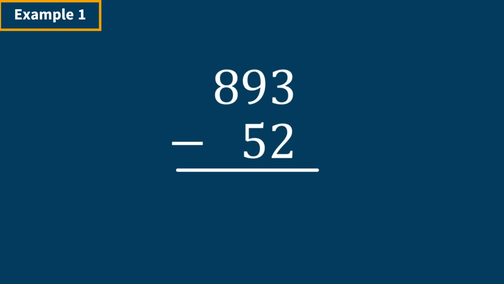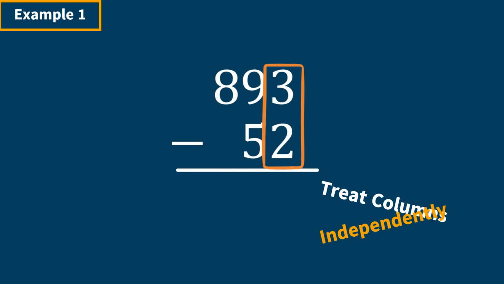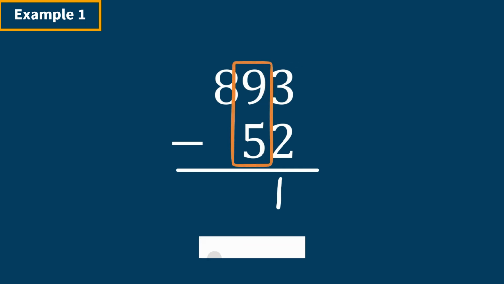Whenever we're going to be subtracting numbers, we're going to treat each column independently. Let's look at the first column. We have a 3 and a 2. All we do is subtract 2 from 3. So 3 minus 2 is going to give us 1. Now that column is complete. Let's look at the second column. We have 9 minus 5, which is going to give us 4.